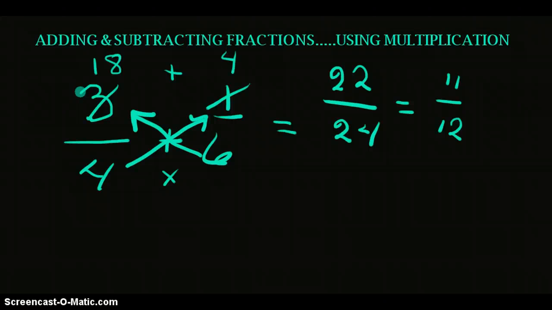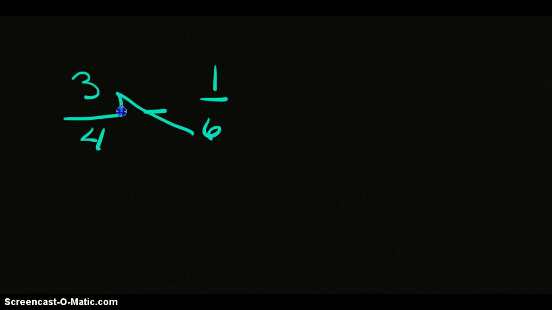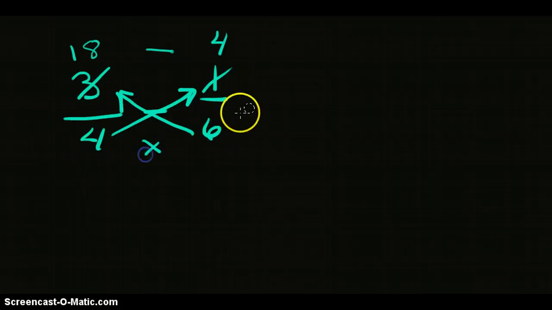Let's see how this works with subtraction. I'm going to take my same little practice fractions, 3/4 minus 1/6. Let's see what happens with that. Watch the process. It's exactly the same. 6 times 3 is 18. That becomes the new numerator. 4 times 1 is 4. Another new numerator. This time my math operation with the numerators is subtraction, but with the denominators it is still multiplication.